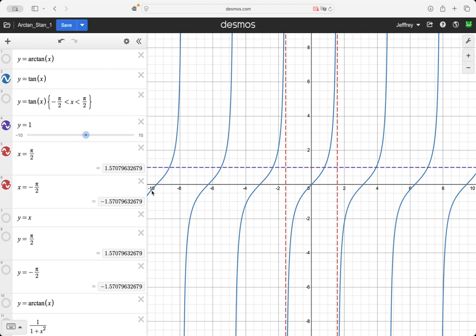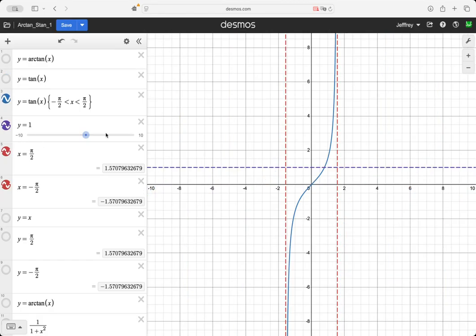But anyway, if you restrict the domain to just negative pi over 2 to pi over 2, then now this function passes the horizontal line test. So the horizontal line y equals 1 crosses the graph at only 1 point. That means that you could take its inverse. Okay, so we don't need that horizontal line anymore.